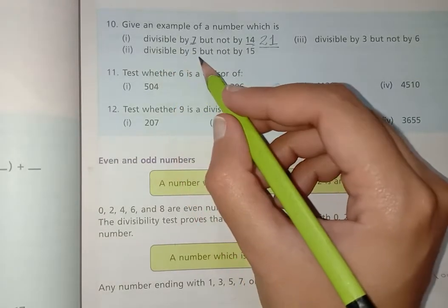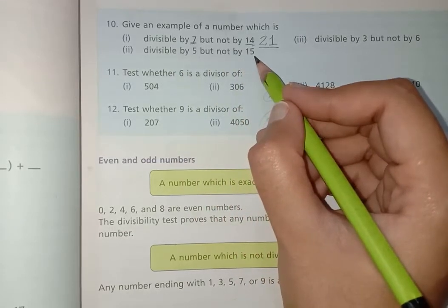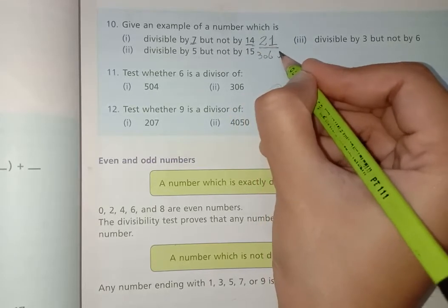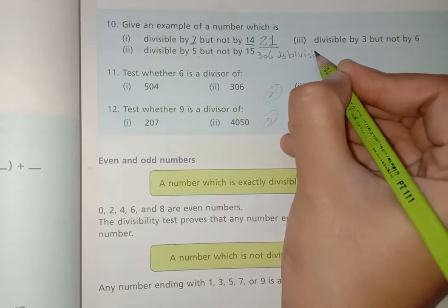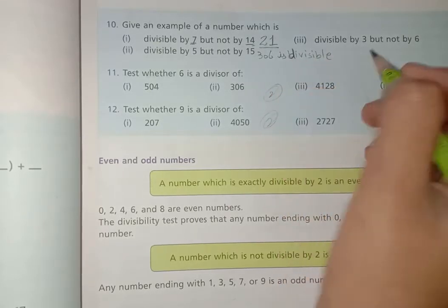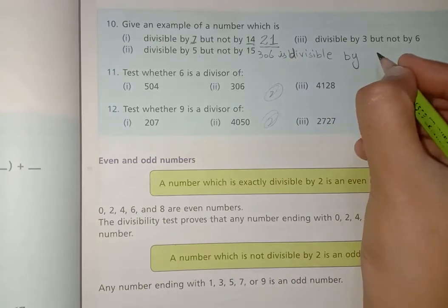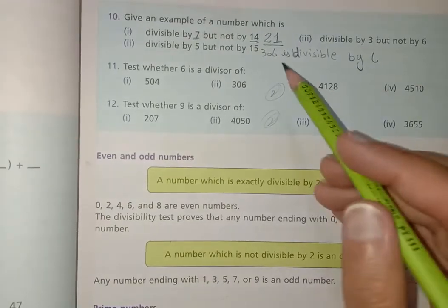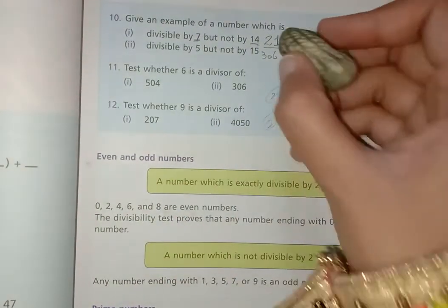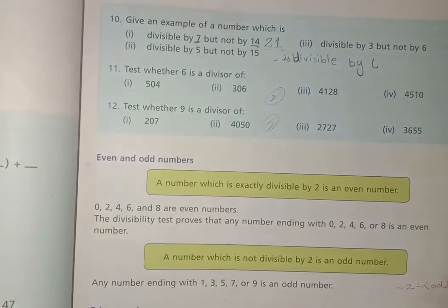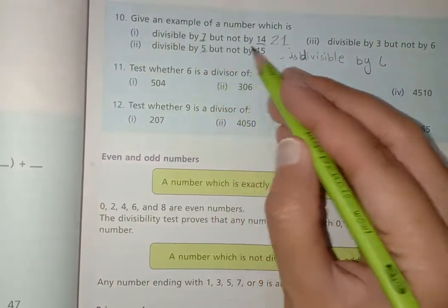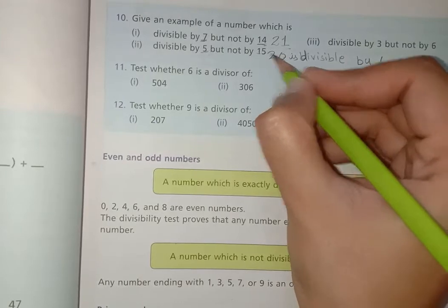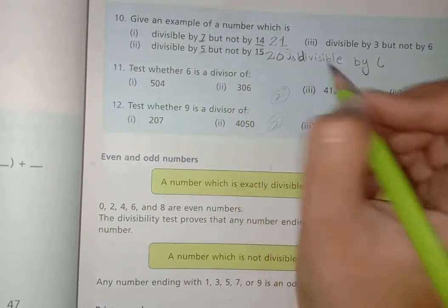Next is divisible by 5 but not by 15. 306 is divisible by 5? No, 306 is a very huge number. So the number which is divisible by 5 but not by 15, this number is 20, because 20 comes in the table of 5 but not in the table of 15.